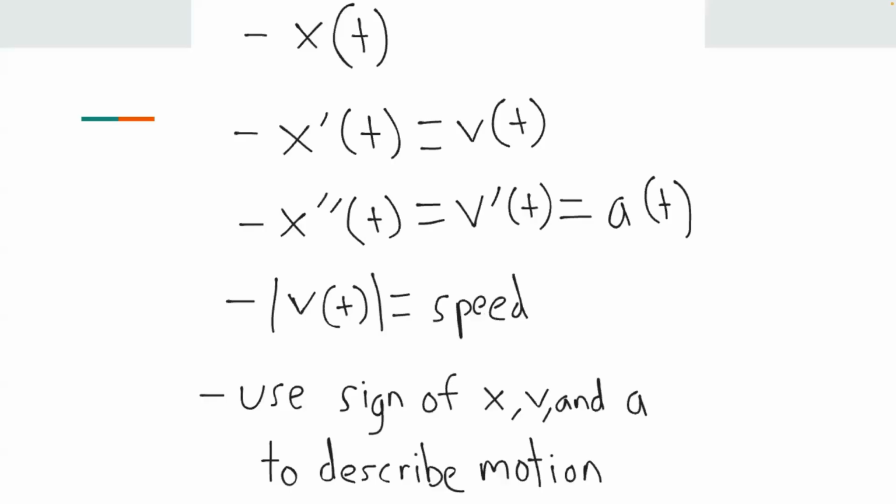And here's just what I said on the last slide, but in equation format. x prime of t is equal to v of t, x double prime of t is equal to v prime of t is equal to a of t. The absolute value of v of t is equal to speed. And we use the signs of x, v, and acceleration to describe motion. So if you've been in physics, if position is increasing, that means v is positive. But if velocity is positive and acceleration is negative, that means it's slowing down. If velocity is positive and acceleration is positive, that means it's speeding up. And yeah, we can just use the signs of these to describe motion.